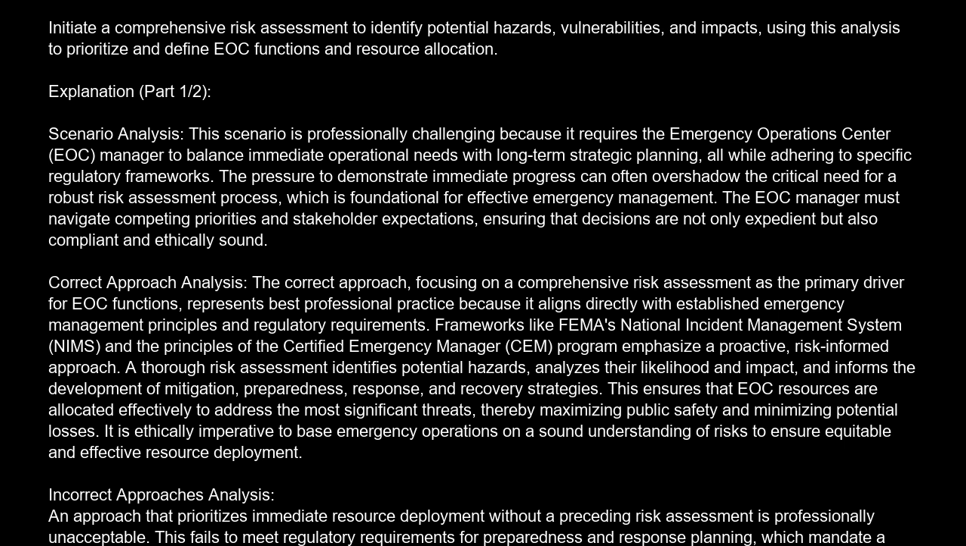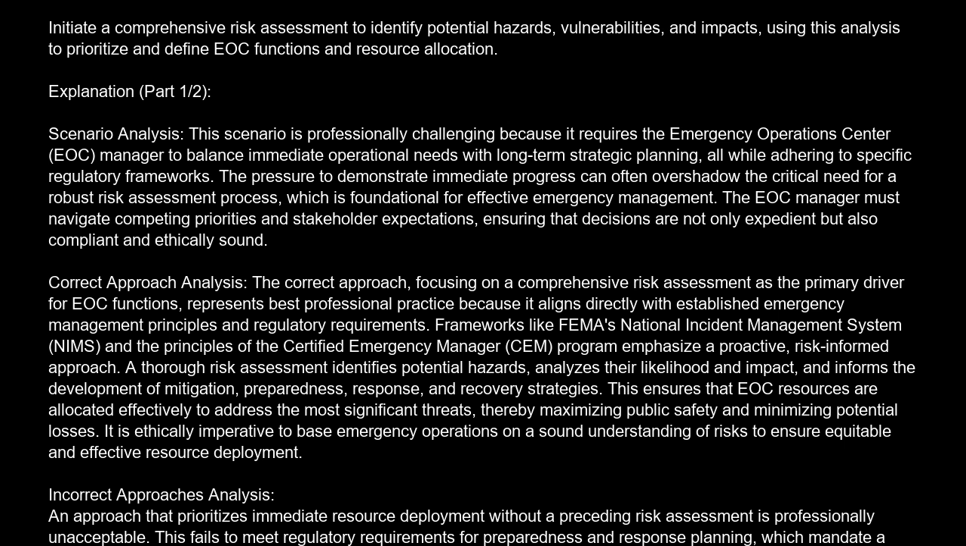This scenario is professionally challenging because it requires the Emergency Operations Center (EOC) manager to balance immediate operational needs with long-term strategic planning, all while adhering to specific regulatory frameworks. The pressure to demonstrate immediate progress can often overshadow the critical need for a robust risk assessment process, which is foundational for effective emergency management. The EOC manager must navigate competing priorities and stakeholder expectations, ensuring that decisions are not only expedient, but also compliant and ethically sound. Correct approach analysis.